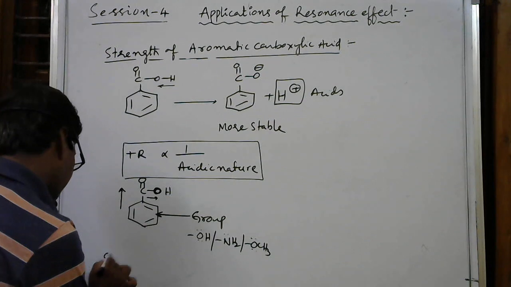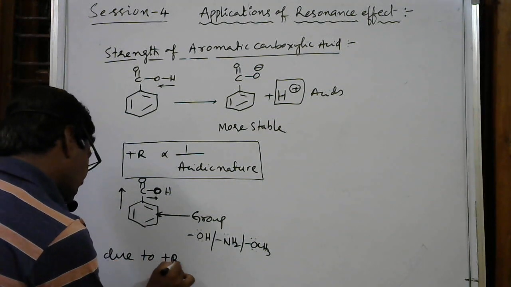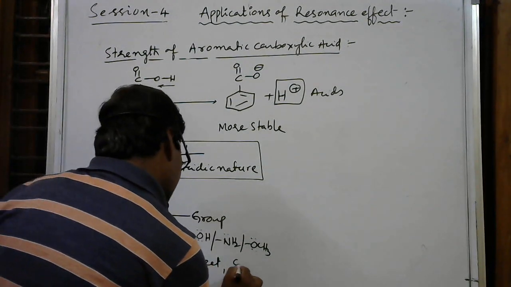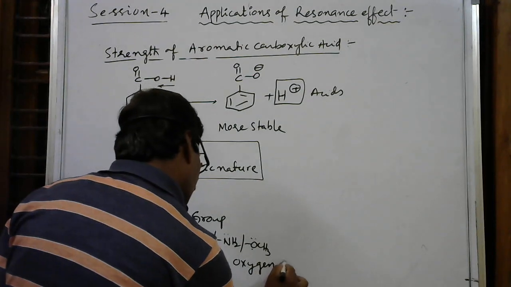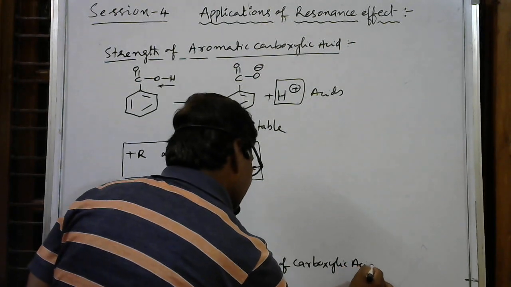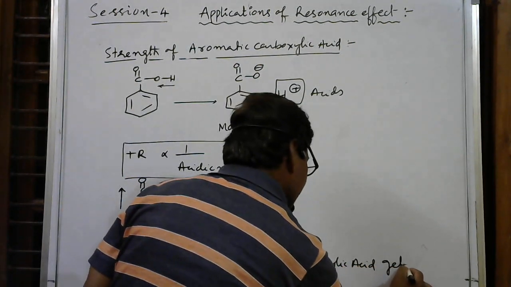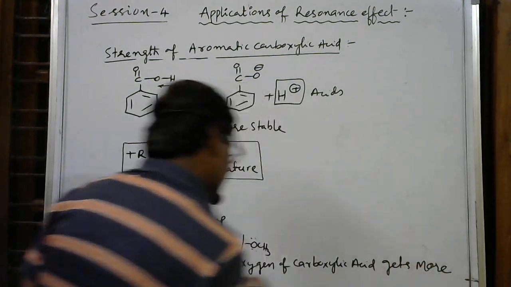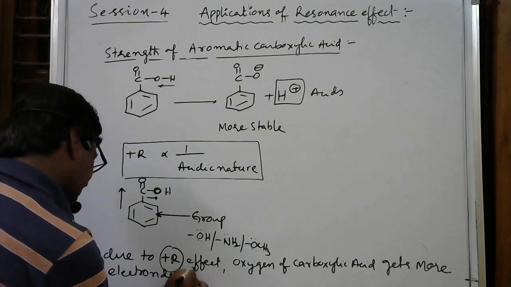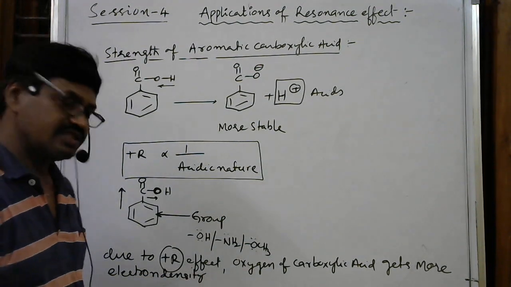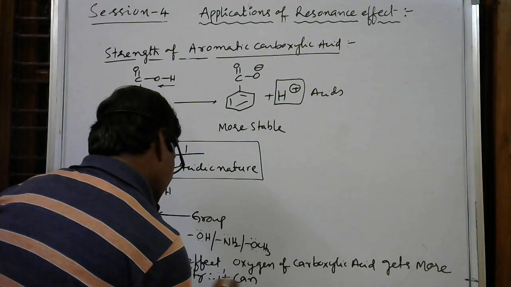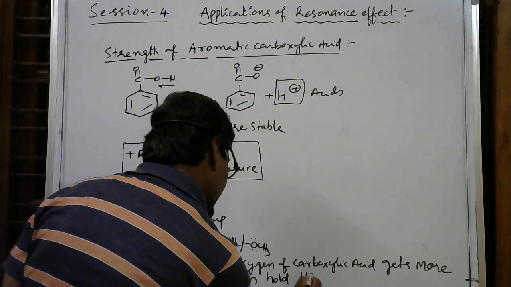So due to the plus R effect, the oxygen of the carboxylic acid gets more electron density. Therefore, it can hold hydrogen tightly.